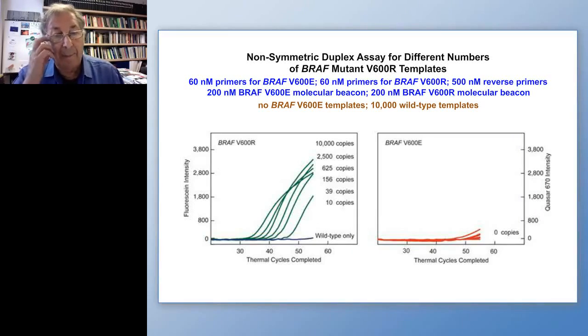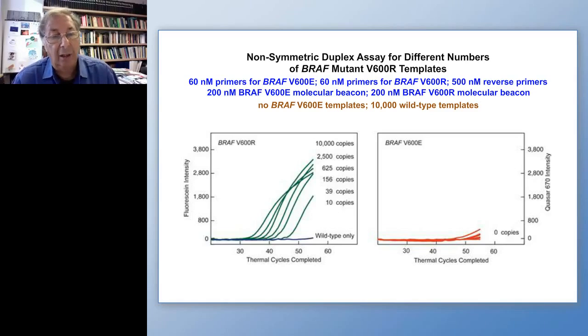So I want to finish up by showing you our more recent multiplex assays. In this case, we prepared an assay which had two different super selective primers for two different mutants, one called BRAF V600E, which we used before, and a new one, BRAF V600R. And in these assays, we have molecular beacons in different colors. Quasar 670 was the fluorophore for the BRAF V600E, and fluorescein was the fluorophore for BRAF V600R. And we have two different super selective primers, and it just shows that it works really well.